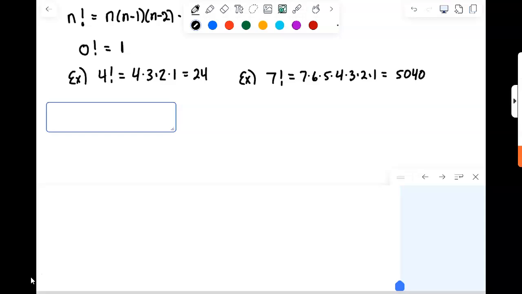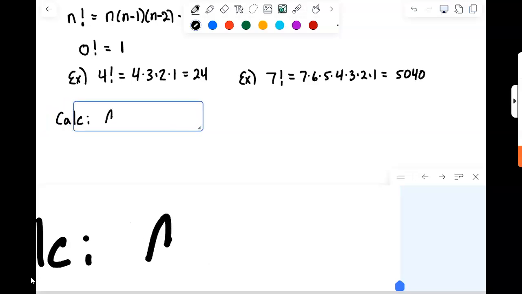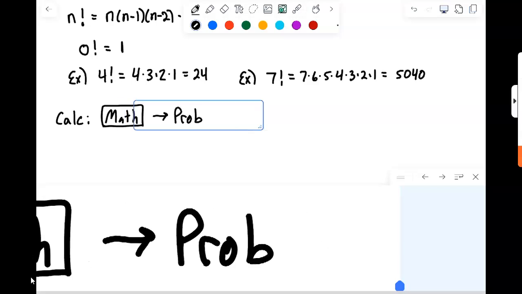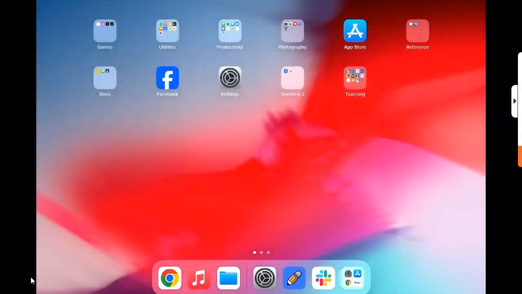Okay, now, factorials are built into your calculators, most graphic calculators. You can find it on the TI-83, TI-84s by going to your math button and then choosing probability, and then it should be one of the options listed. Okay. So we can do that here.